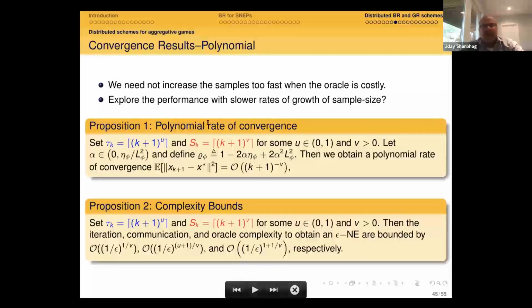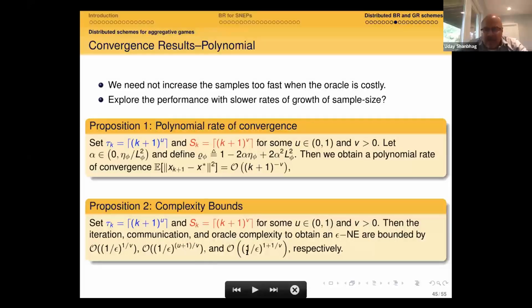So now the question I raised was, what happens if probing the oracle is costly? In a lot of cases, probing the oracle is not cheap, and you can't increase the sampling rate at a geometric rate. So the question is, what happens if you want to work with slower rates? Suppose we work with a polynomial rate. I assume that S_k is (k+1) raised to v, and tau_k is (k+1) raised to u. Now the question is, what can you get in terms of the rate of convergence? It turns out you can prove a polynomial rate of convergence, which is governed by the rate at which the sampling rate goes up.